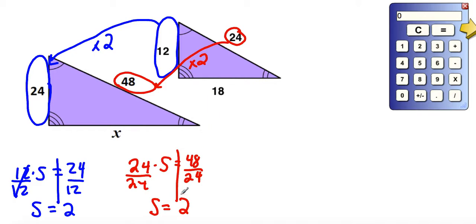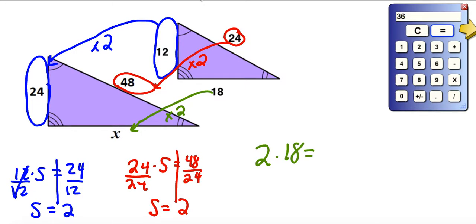So now that I know this, I'm going to use this scale factor, and I'm going to multiply my side that corresponds with my x by that scale factor. I'm going to multiply this by 2. So I know that my scale factor 2 times 18, and I can double check over here, but 2 times 18 will give me 36. So I know that my missing side here, that x is equal to 36.